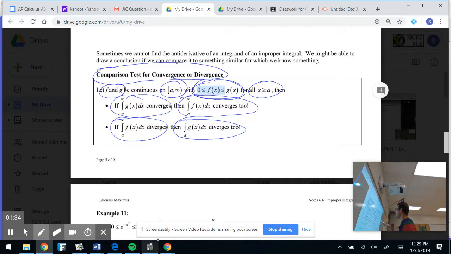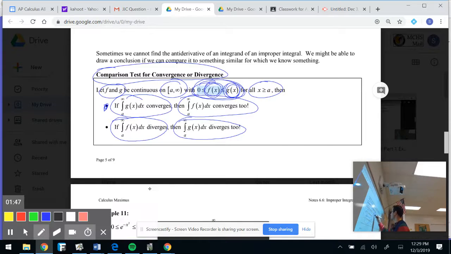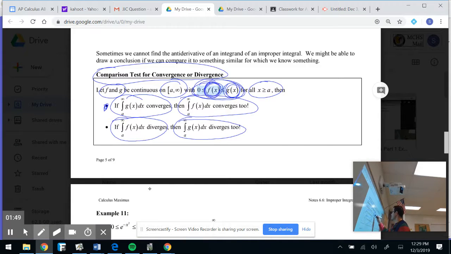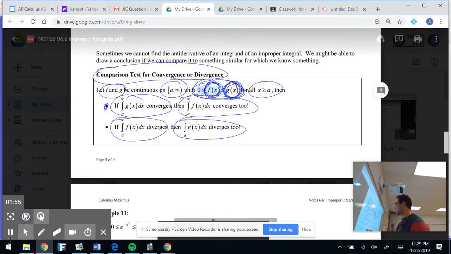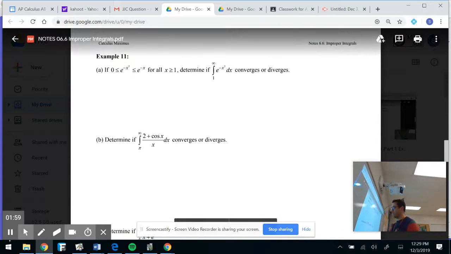So hopefully it makes sense that if this converges and this is bigger than f, this also has to converge. That's the first bullet point right there. Vice versa. Okay, let's say that this diverges. This answers infinity. And if this is less than this, then that has to diverge or be infinity also. Now, this is going to make a lot more sense as we go on to examples, but for some of us, it's going to take a while for us to get used to this, okay?